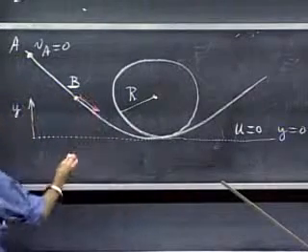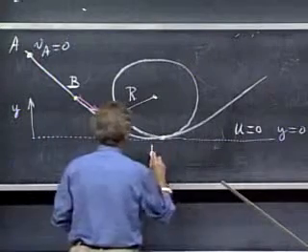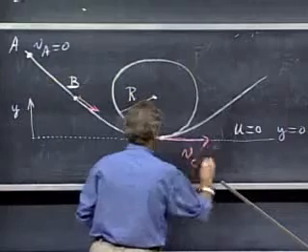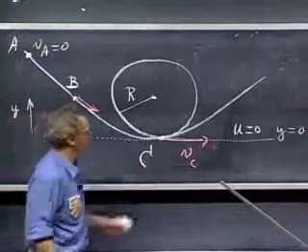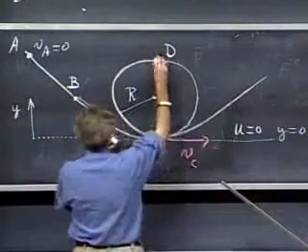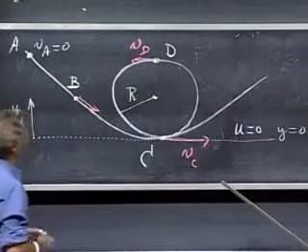It has converted some potential energy to kinetic energy. At this point, C, it has reached the maximum velocity that it can ever have, because all the potential energy has been converted to kinetic energy. And at this point D, if it ever reaches that point, that will be the velocity, say.